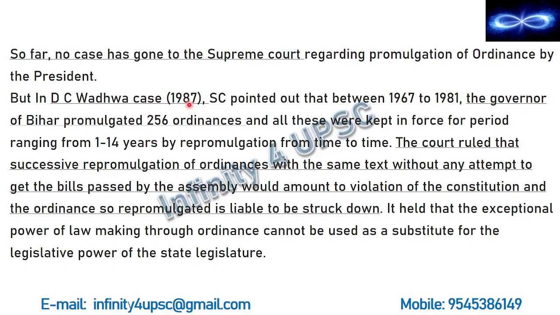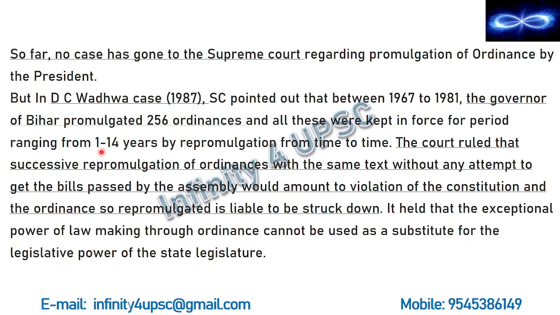So in this case, the Supreme Court pointed out that between 1967 to 1981, the governor of Bihar has promulgated 256 ordinances. This is like having his own another set of constitution, and that is not allowed. And all these ordinances were kept in force for a period ranging from 1 to 14 years by re-promulgation from time to time. Now this is also not allowed.